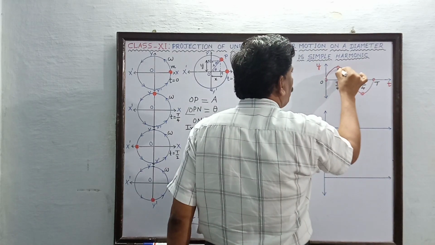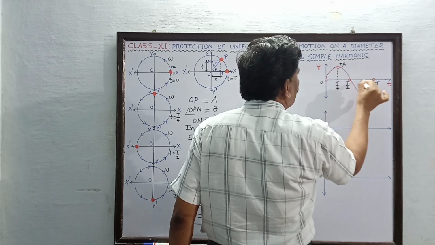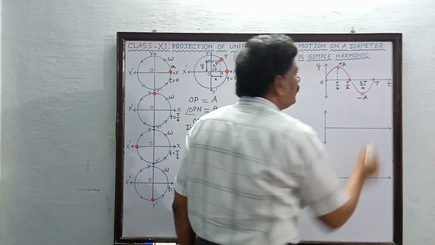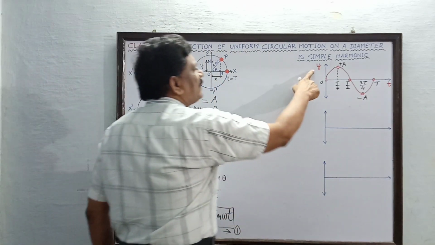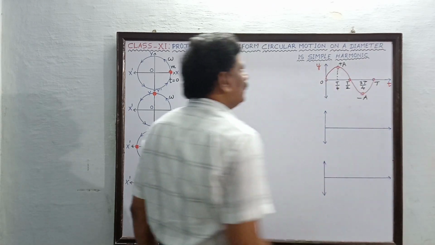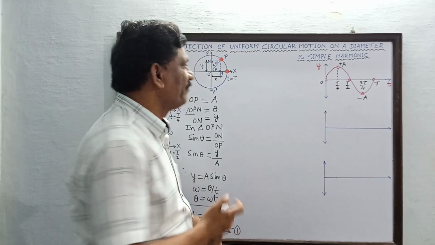So you can also project this, and you say that the amplitude, this is plus a, and here it is minus a. This is the amplitude. So this is y versus t, displacement. Next, how to find the velocity of the particle, velocity of SHM.